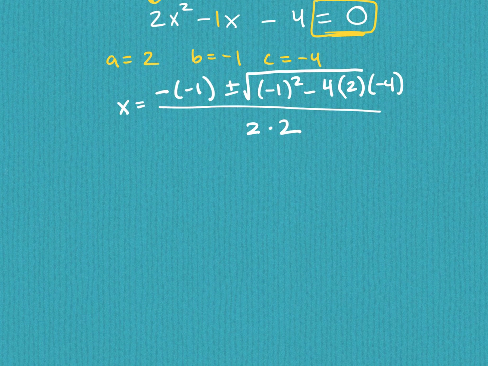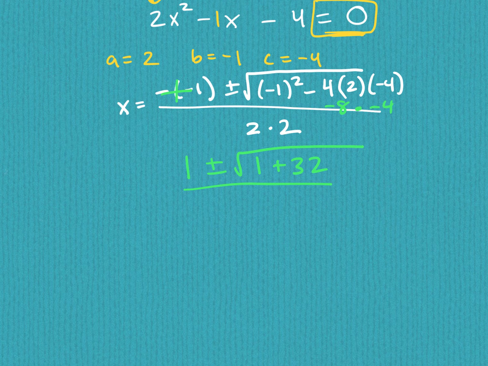All right. Next, I'm going to simplify. So just like Josh said, negative 1 turns positive. So I have 1 plus or minus. What's negative 1 squared? So negative 1 times negative 1, positive 1. And then I have negative 4 times 2, which is negative 8. And then negative 8 times negative 4, positive 32, over 2 times 2, which is 4.